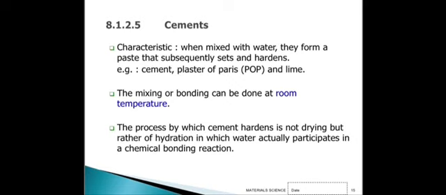Okay, so now for the cements. So the cements, when mixed with water, form a paste that subsequently sets and hardens. For example, cement, plaster of Paris and lime. The mixing or bonding also can be done at room temperature. The process by which cement hardens is not actually drying, but rather hydration, in which water actually participates in a chemical bonding reaction.